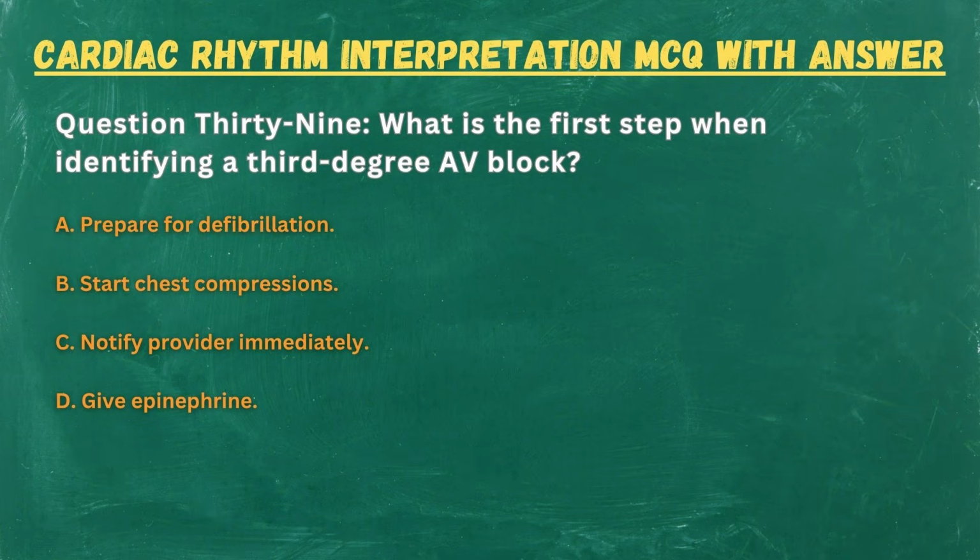Question 39. What is the first step when identifying a third-degree AV block? A. Prepare for defibrillation. B. Start chest compressions. C. Notify provider immediately. D. Give epinephrine. Answer: C. Notify provider immediately.